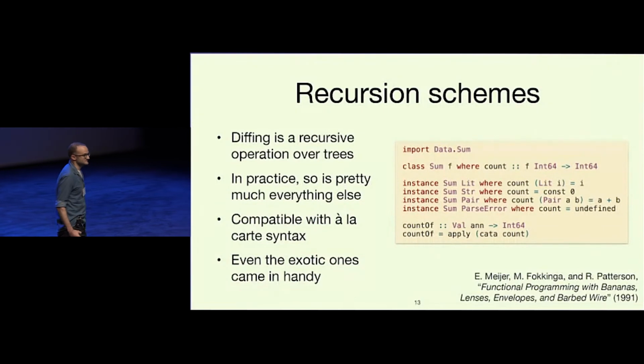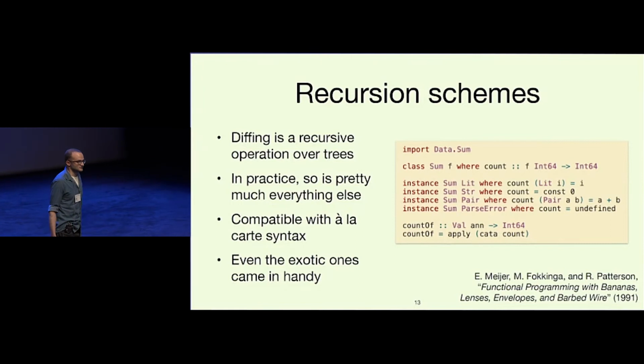They've turned out to be a magnificently useful tool in our toolbox as programmers. They're compatible with our a la carte approach. You can see on the right here is a very simple recursion scheme over the small term language we showed earlier, and we see the application of the katamorphism there. And the kata, aka the standard fold, is fairly innocuous.